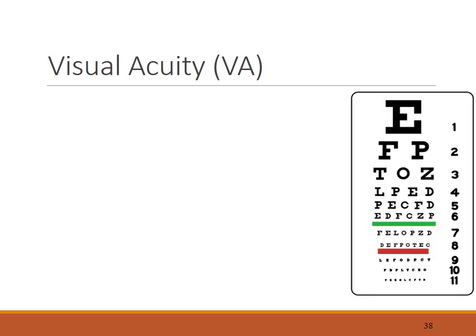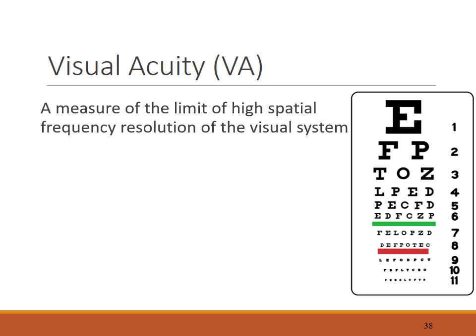What is visual acuity? It is a measure of the limit of high spatial frequency resolution of the visual system. And usually, we measure it at high contrast.